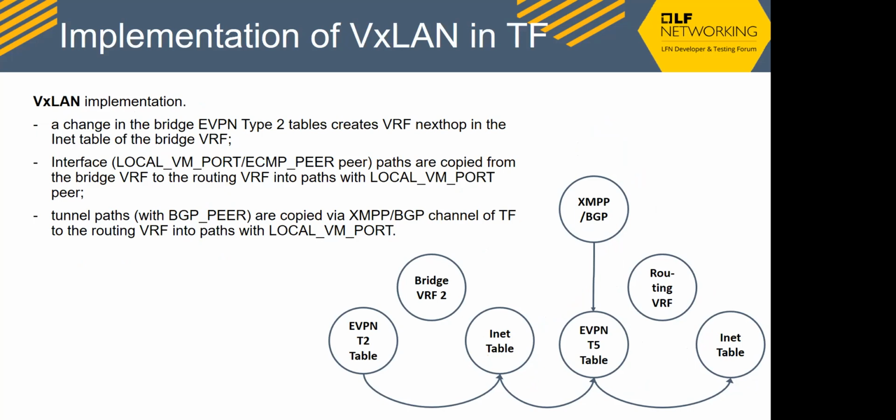This process is triggered by changes in bridge EVPN type 2. If you remember, each VRF in Tungsten Fabric contains several tables, and in the bridge VRF we have EVPN type 2 tables and INET tables. Changes in EVPN type 2 tables lead to changes also in INET tables, and these changes propagate into the EVPN type 5 table of the routing VRF, and this finally ends in advertisement of routes in the INET table of the routing VRF. This is how routes from bridge VRF instances appear in the routing VRF.